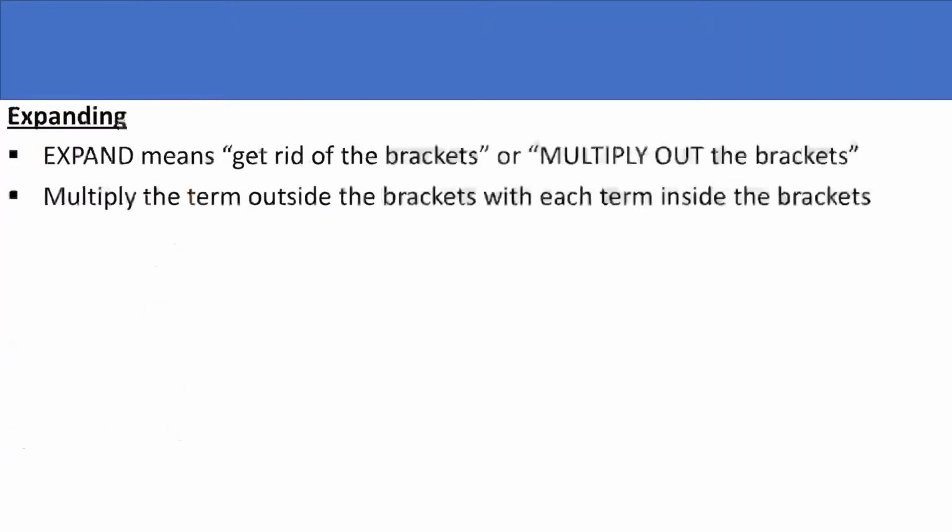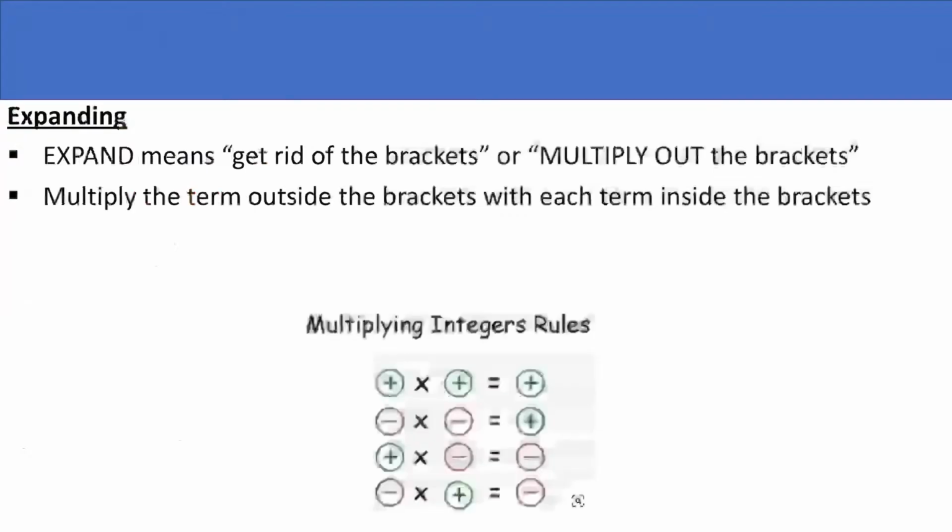Before we get on to some problems with expanding brackets, we need to remember that when you are expanding brackets, you are getting rid of the brackets, but we don't just remove the brackets out of the question. You need to multiply whatever's on the outside of that single bracket by everything that is on the inside, and we do that one by one. Because we are multiplying integers, we will have some negative numbers that we need to deal with. We need to remember those rules for multiplying integers, so that's for positive and negative numbers.